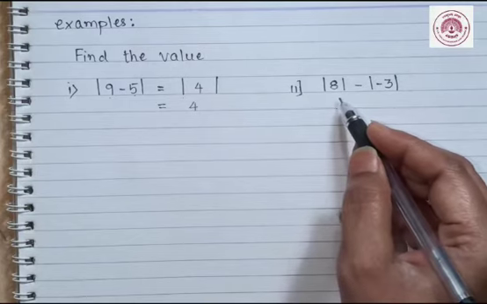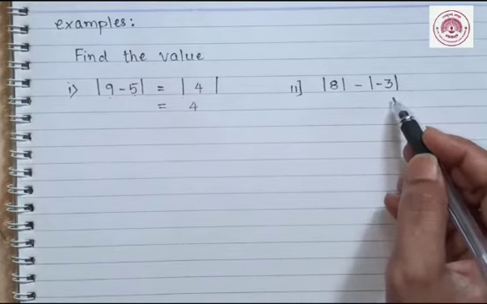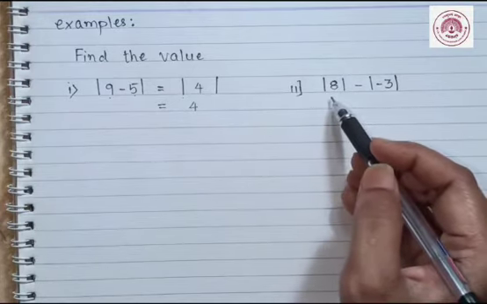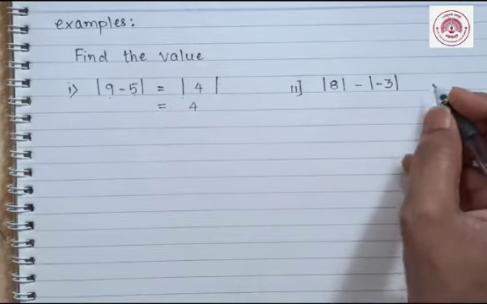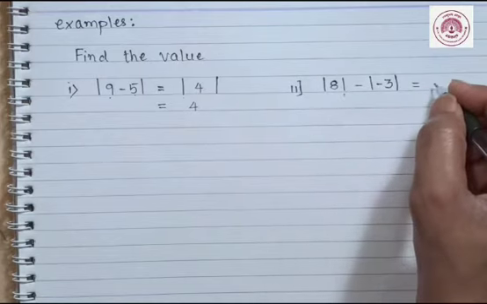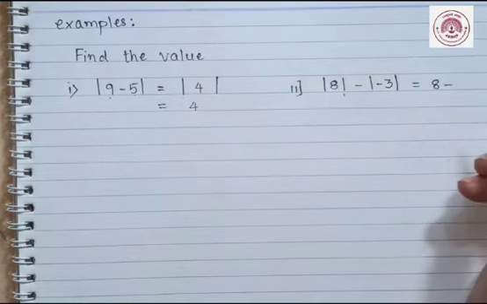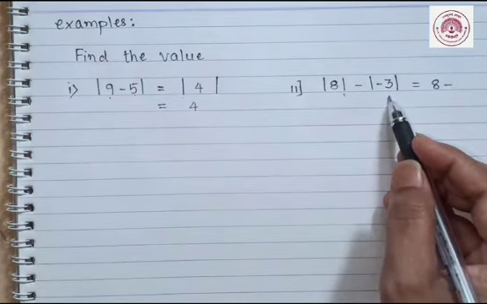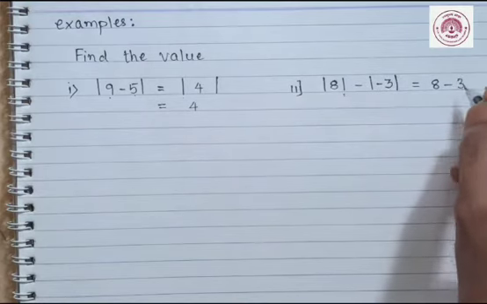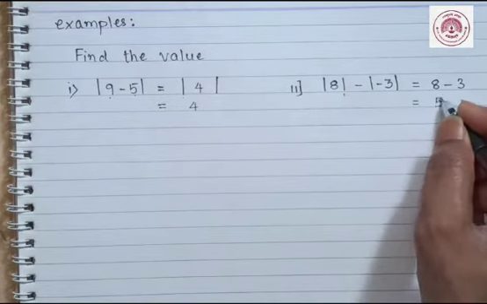Let's see the second one. Here we have to find the difference of modulus value of 8 and modulus value of negative 3. We'll first find out the modulus value of 8. The modulus value of 8 is 8. Then in between we have the minus sign, so we'll write it as it is. Now modulus value of negative 3 is positive 3, right? So this is equal to 8 minus 3, which is 5.